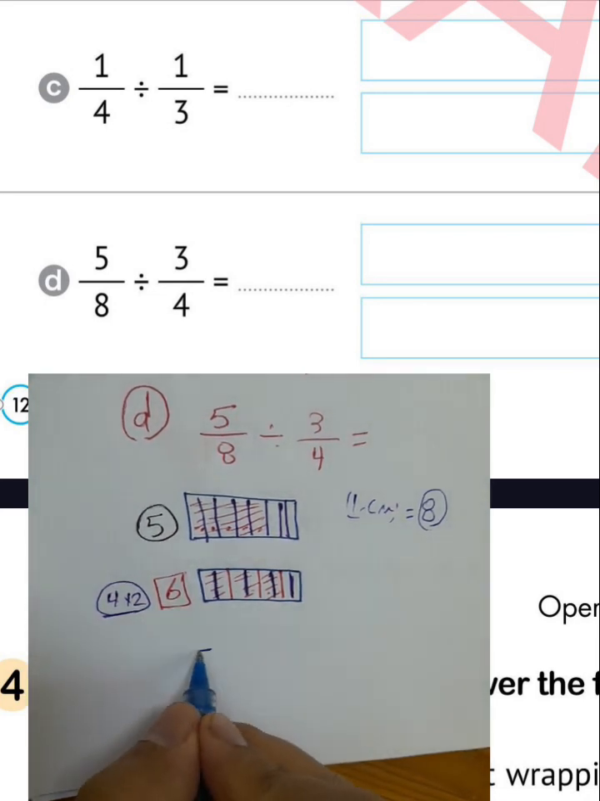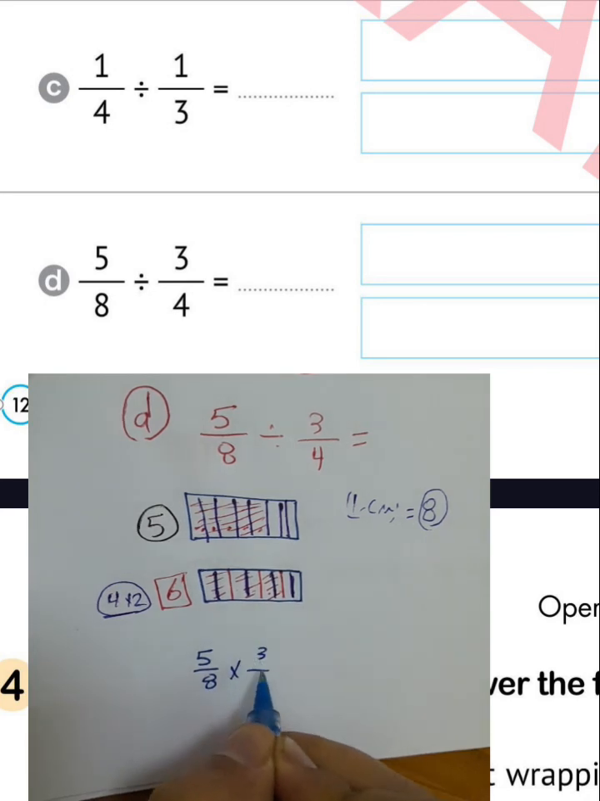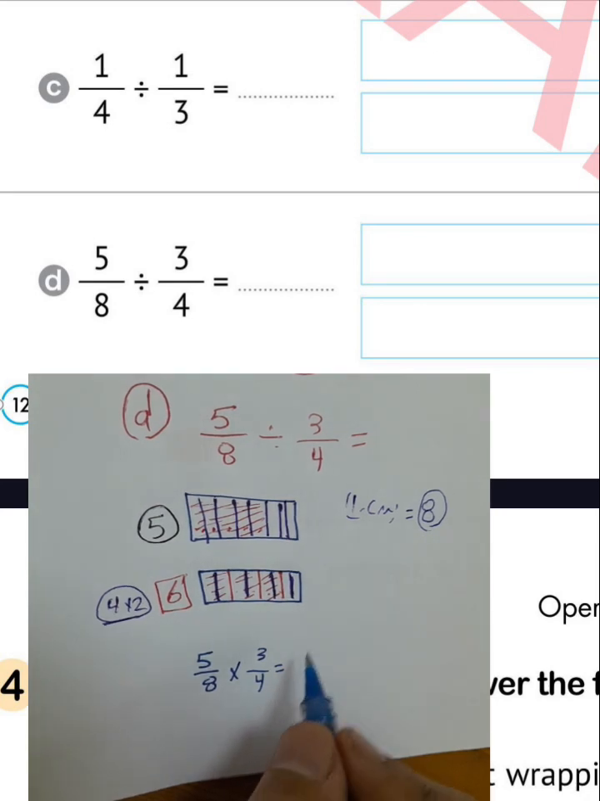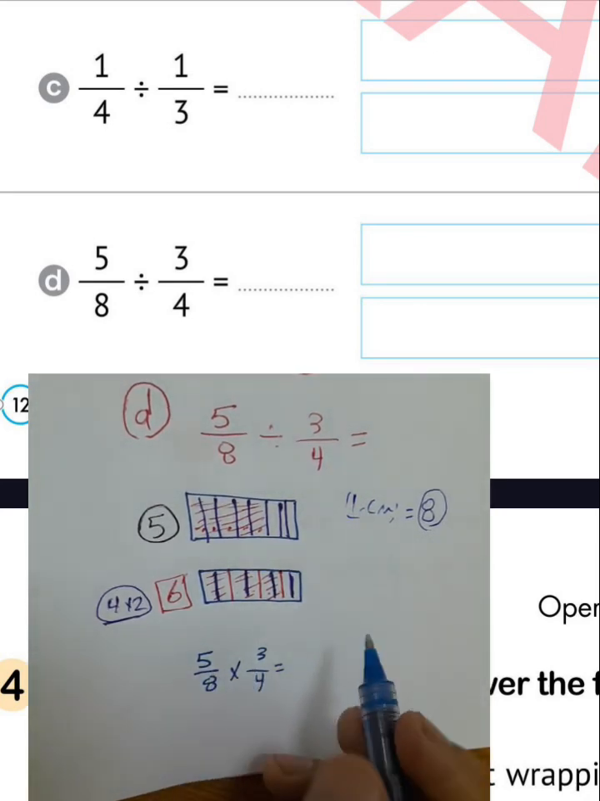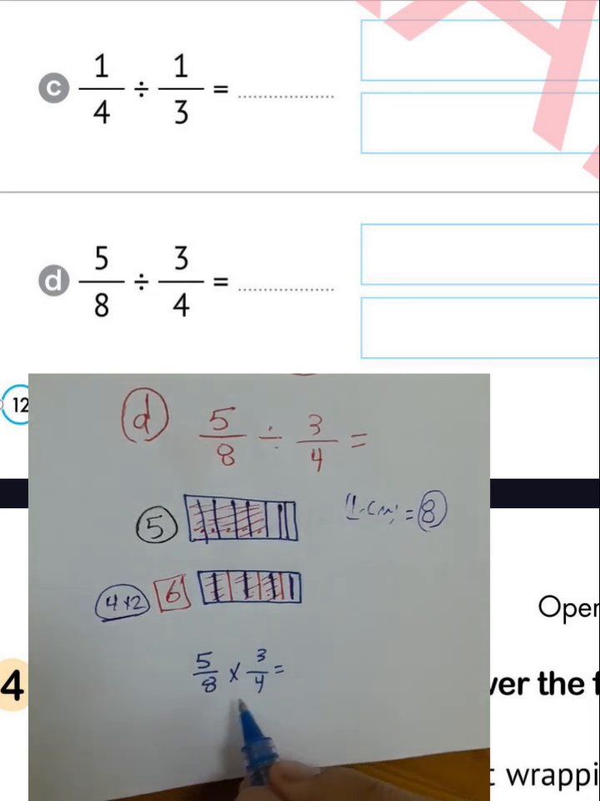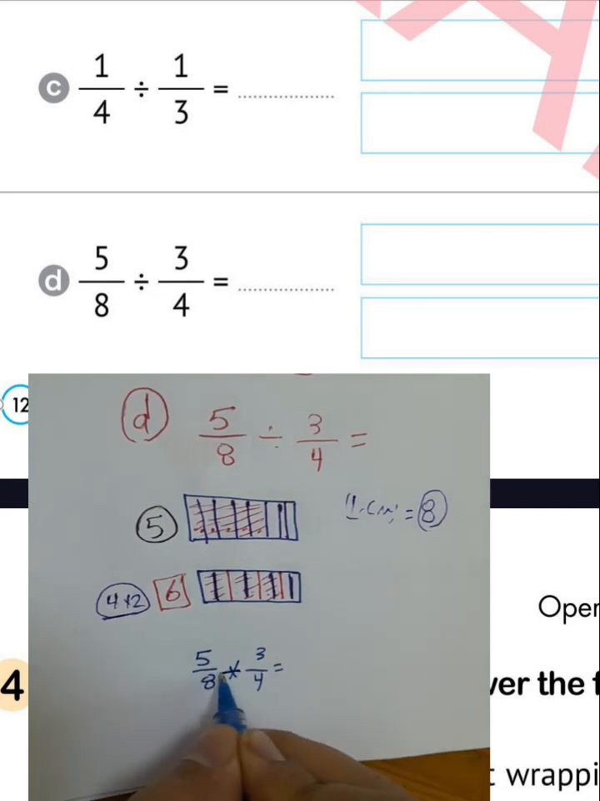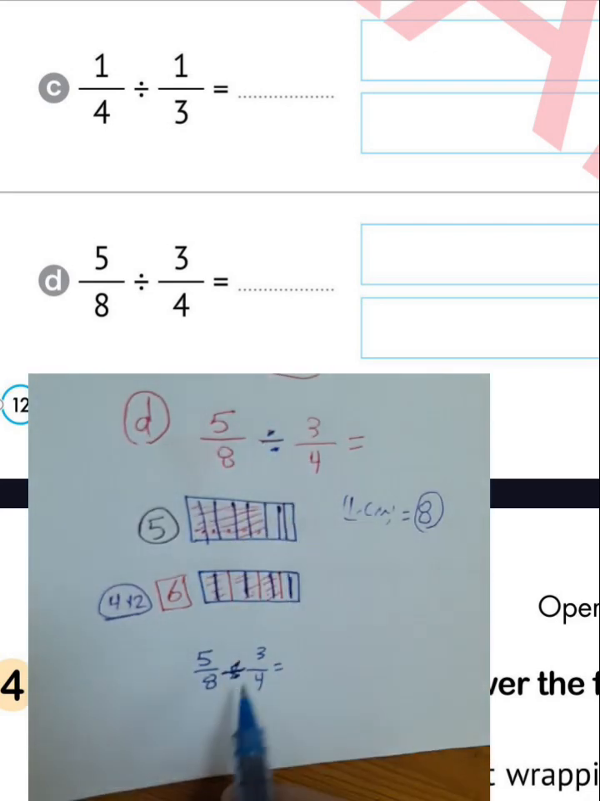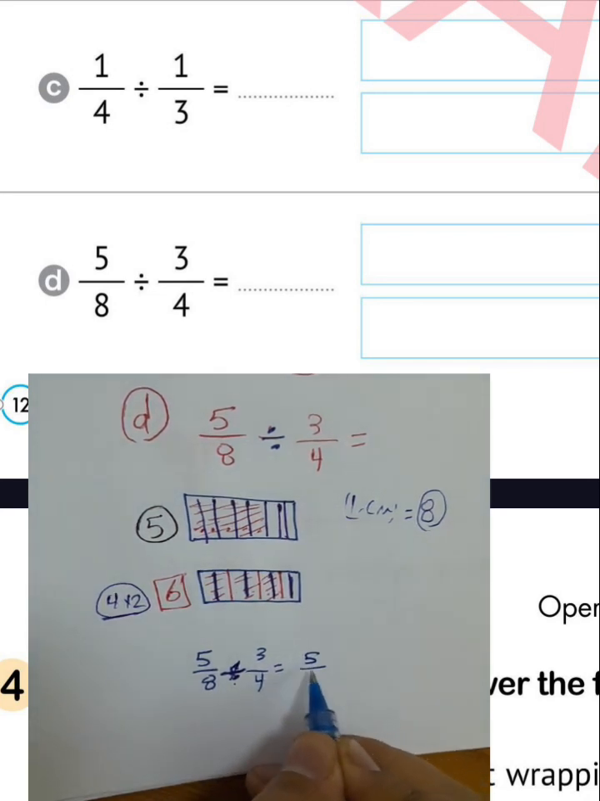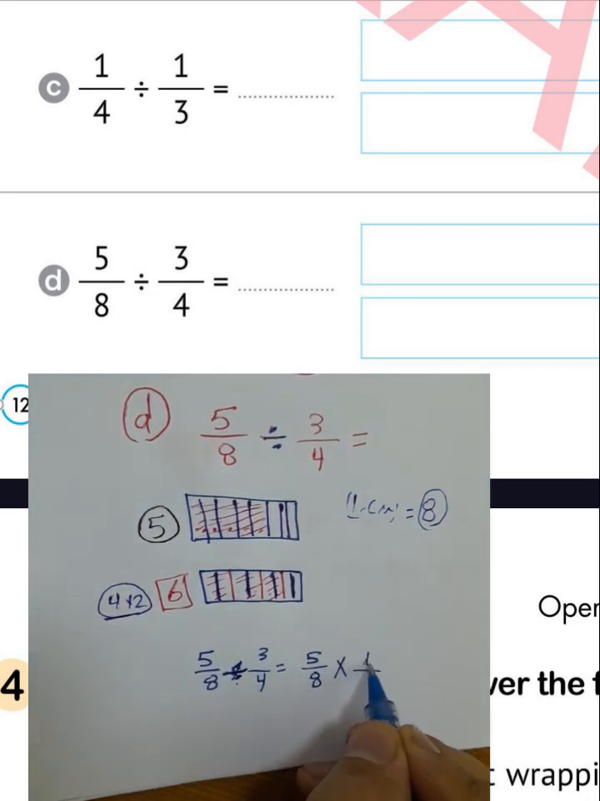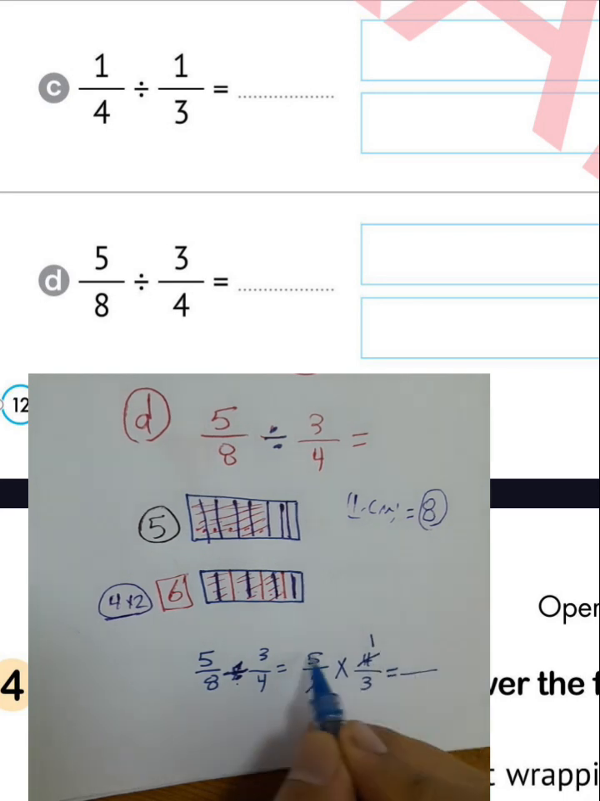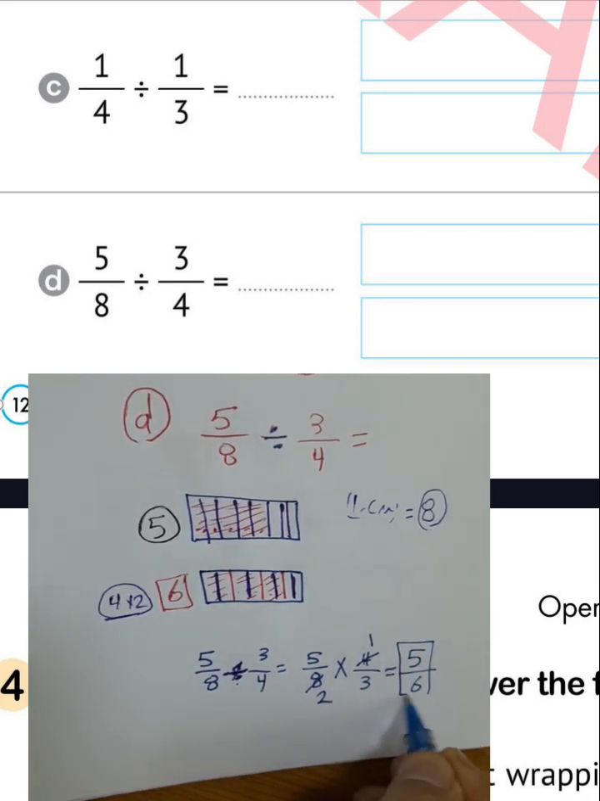And then you can write 5 over 8 divided by 3 over 4, and write the inverse of that fraction. 3 times 5 equals 15, or 4 times 8 equals 32. It was division. Okay, and then convert from division to multiplication. Write 5 over 8 multiplied by 4 over 3. You can simplify it. 4 divided by 4 equals 1. 8 divided by 4 equals 2. 1 times 5 equals 5. 2 times 3 equals 6. It's exactly the result, 5 over 6.